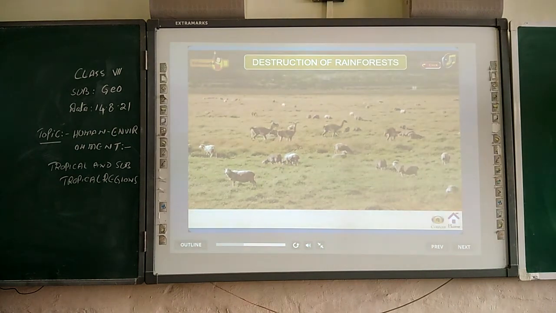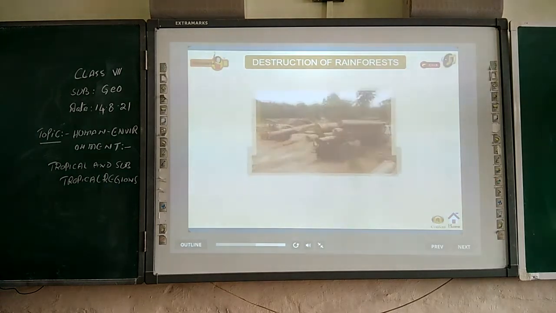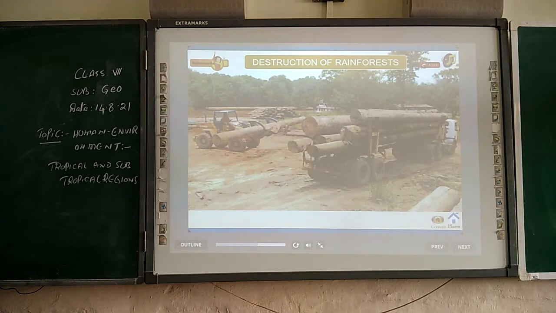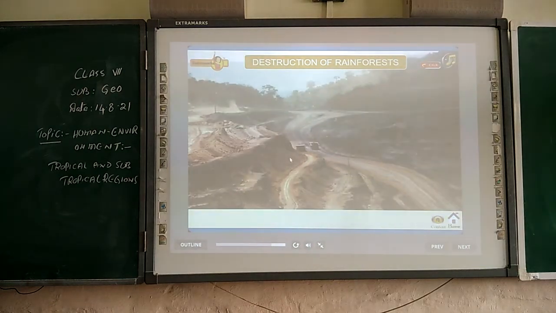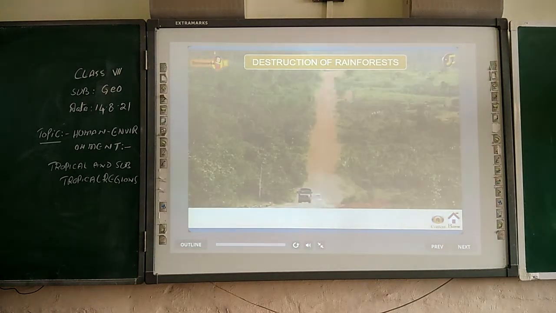Clearing for cattle pasture. Livestock farms are prominent. Hence, the clearing of trees is done to provide pasture for cattle. Commercial logging. Illegal logging is quite widespread in Brazil. Mining. It has impacted many parts of the basin, like the gold mines in Peru. Infrastructure improvement. Mass deforestation took place to construct the Trans-Amazon Highway.